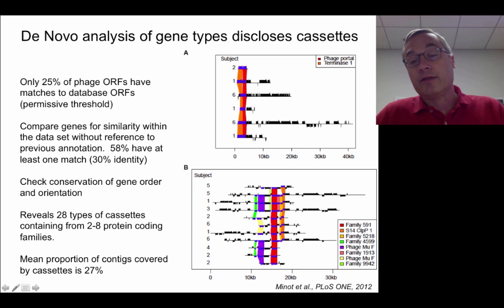And you can see we can find sets of genes that look like they're traveling together in this phage collection. And you can see they come from multiple different subjects. So this looks like a conserved cassette across the data set. Looks like something that was seen previously in phage mu, F gene, for at least one of these cassettes. So we found that contigs were covered by something like 27% by cassettes.